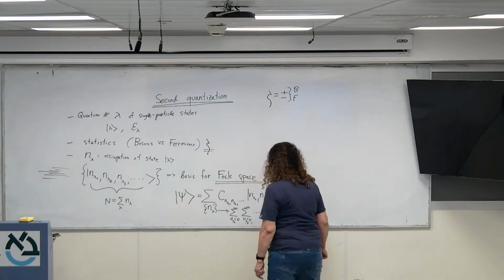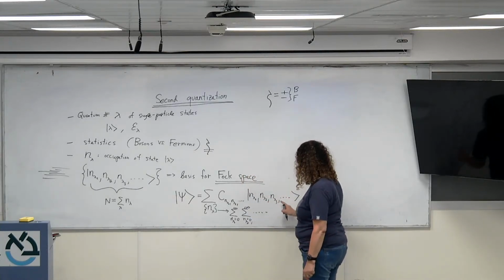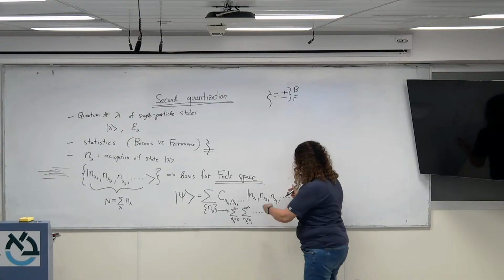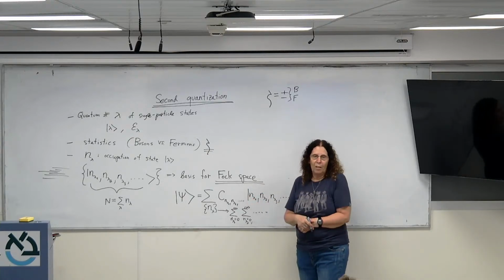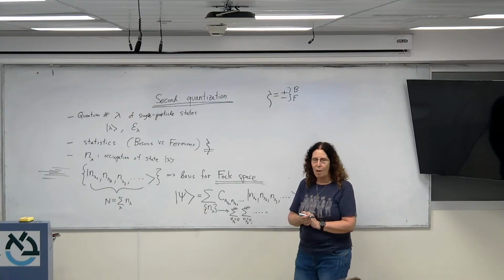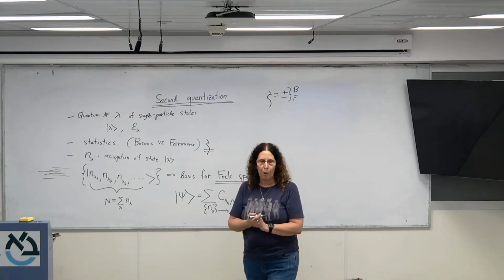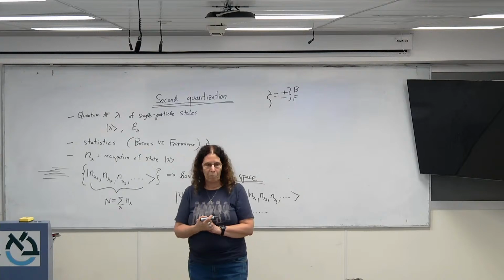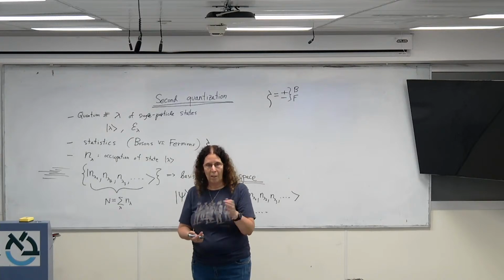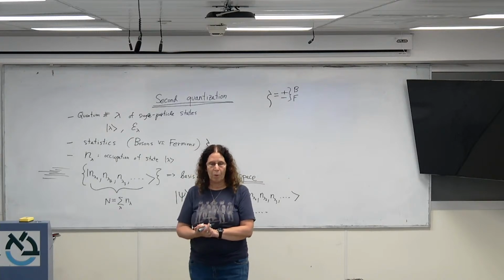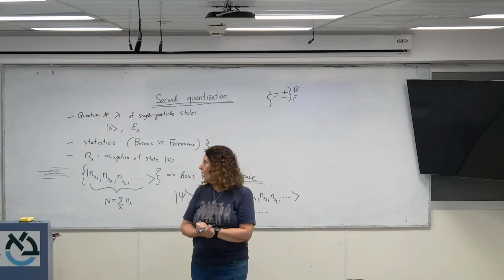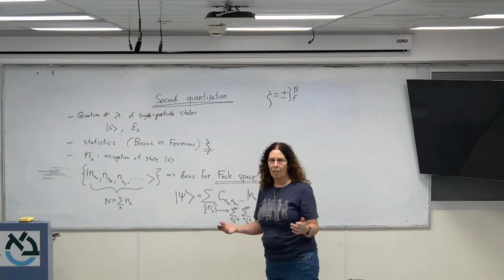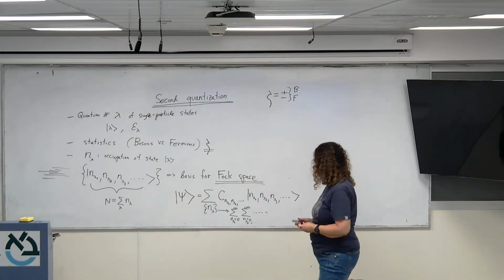But if I make a superposition of two or more states with different n, then I get something where there is some uncertainty in the number of particles. Okay? And we'll see later that there are some physical examples where such states are very useful to describe some kind of many-body state.